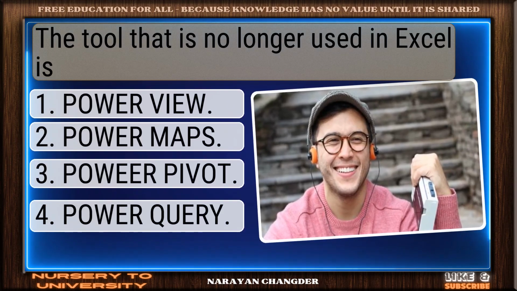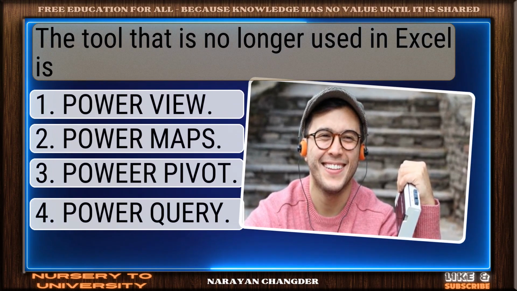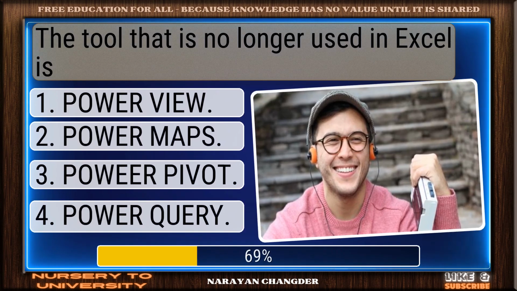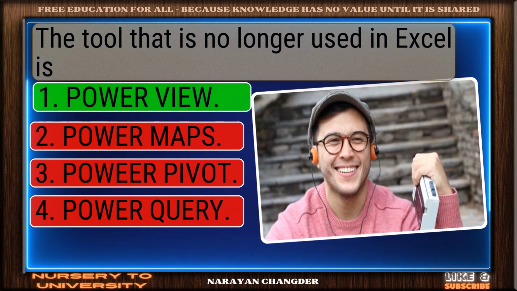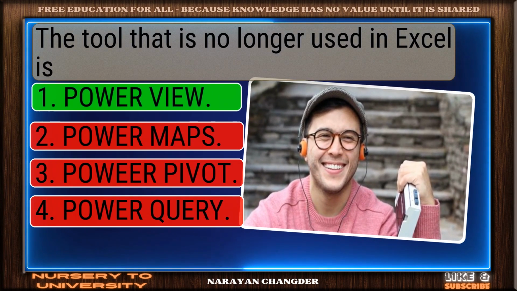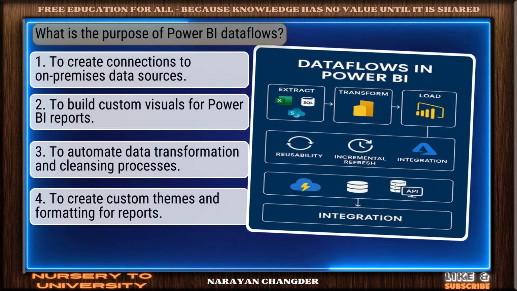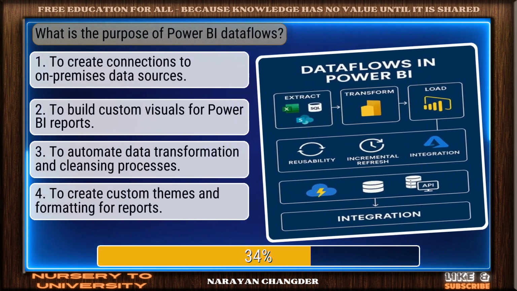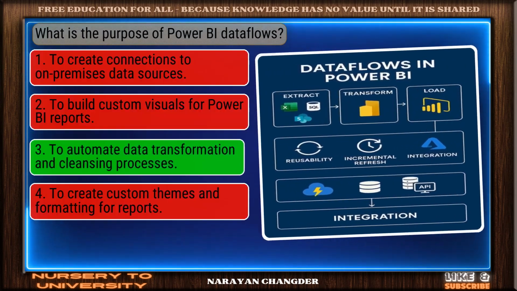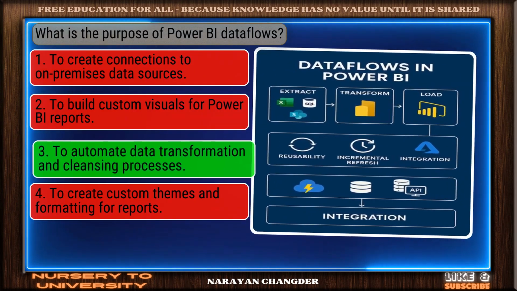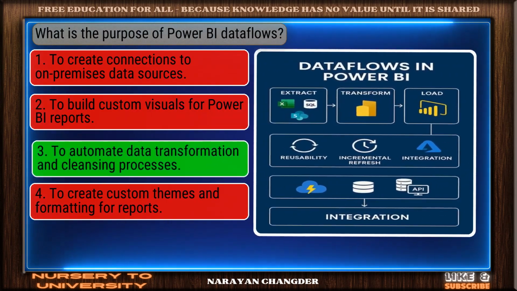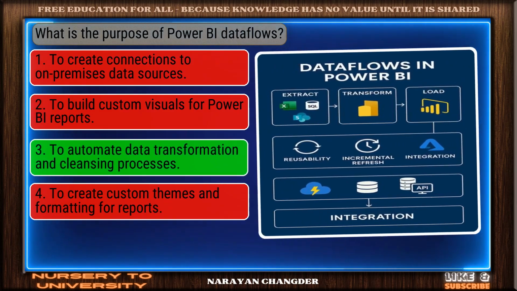Question number 42. The tool that is no longer used in Excel is? Right choice. Power View is the best answer. Question number 43. What is the purpose of Power BI data flows? Good job. Your answer to automate data transformation and cleansing processes works well here.